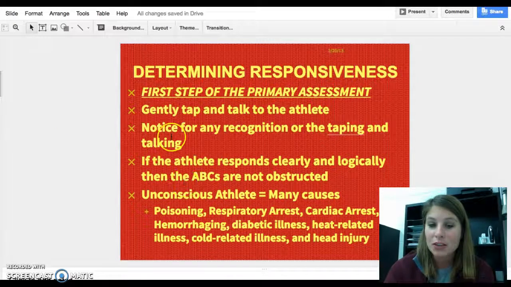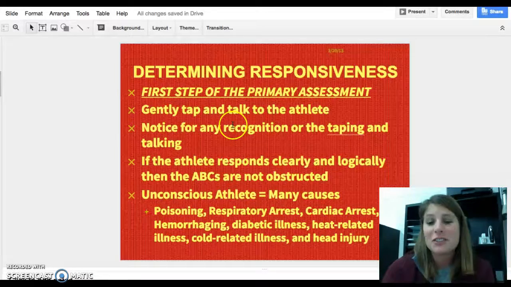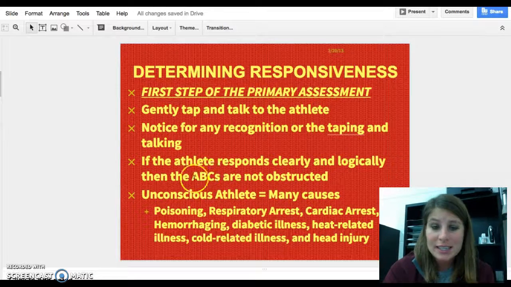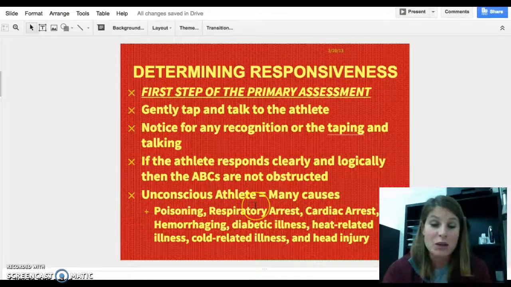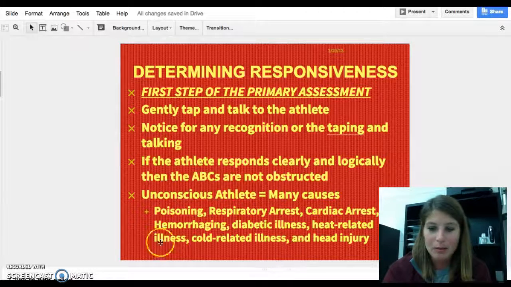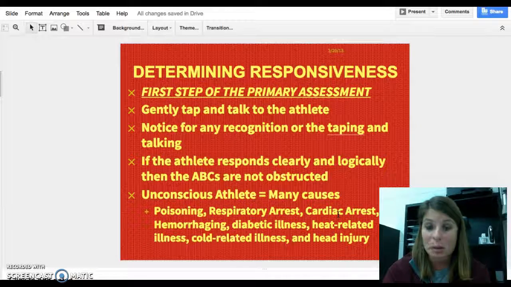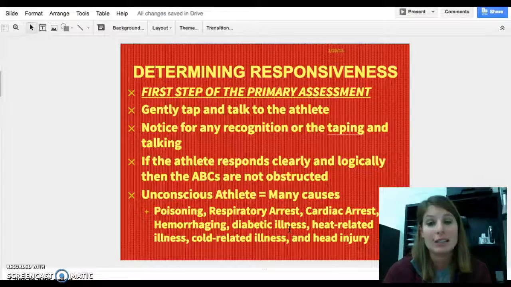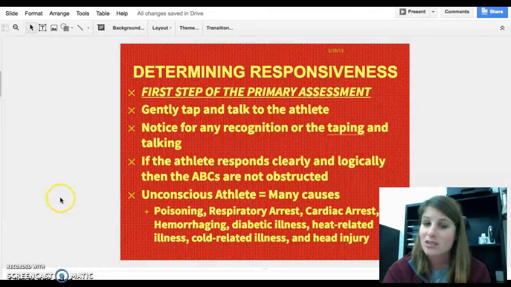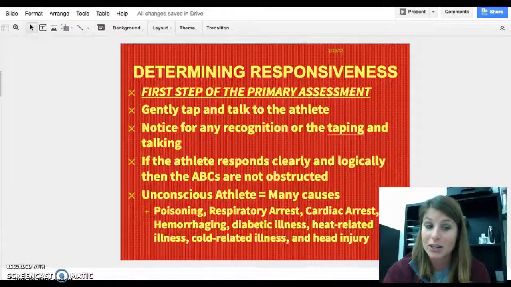After you tap the victim, you do want to go into the ABCs. Remember, if you do have an unconscious victim, there are several things that might be causing that. There's some listed down here at the bottom. They could be accidentally poisoned. They could have respiratory arrest, meaning they're having trouble breathing. Cardiac arrest, they're having a problem with their heart. We have hemorrhaging, which is internal bleeding. They could be having a diabetic or heat or cold related condition as well, okay? So there's lots and lots of reasons why somebody could be unconscious.